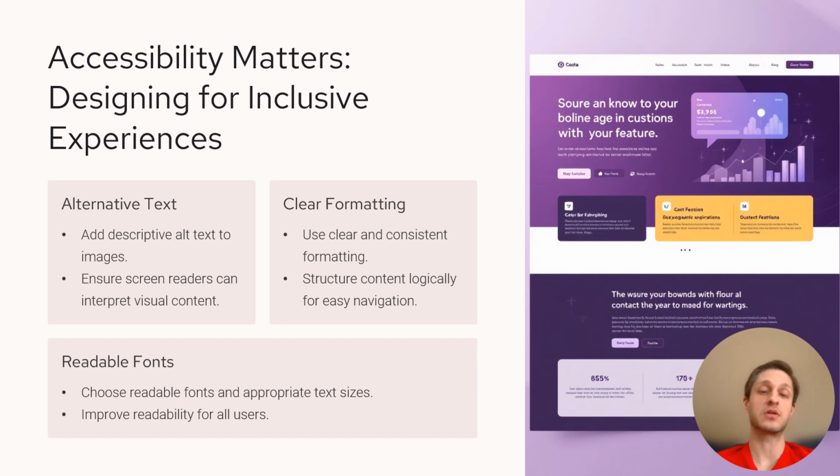Accessibility is crucial for creating inclusive experiences that work for everyone. The website digital.gov published an article titled Best Practices for Writing for the Accessible Web. Some of these tips discussed in this article include alternative text for images, ensuring screen readers can interpret visual content, clear and consistent formatting, which makes content easy to navigate and understand. Remember, readable fonts and appropriate text sizes improve readability for all users. These accessibility best practices help ensure your digital experiences are accessible and usable for people with diverse needs and abilities.